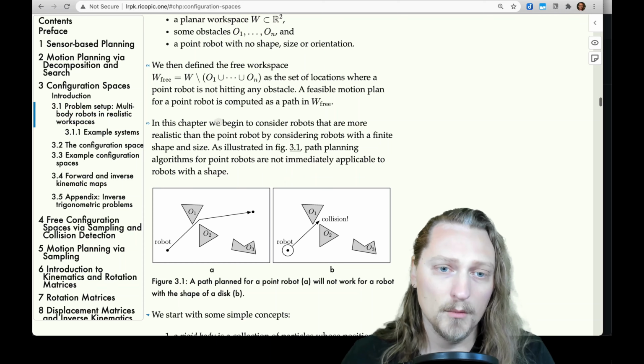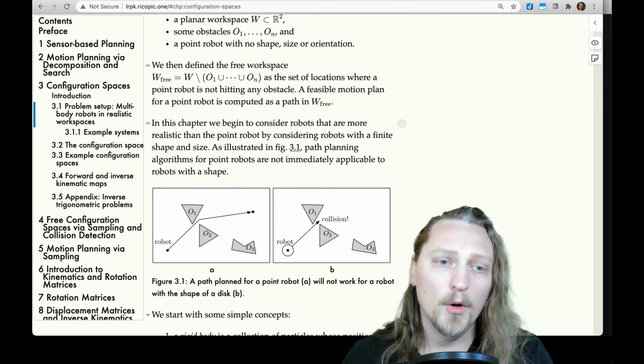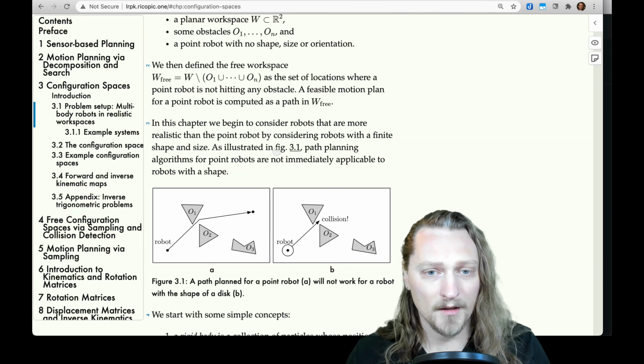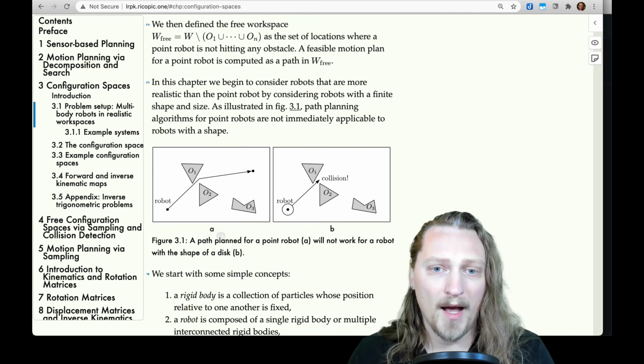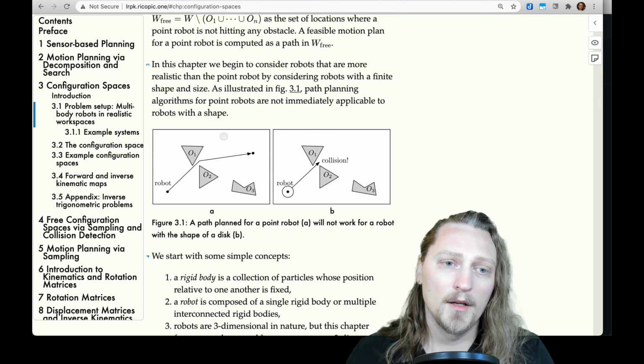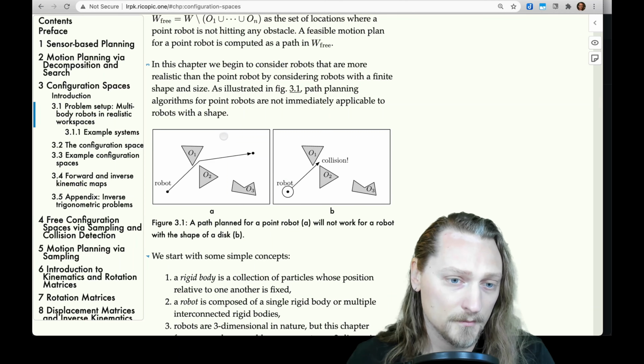In this chapter, we begin to consider robots that are more realistic than the point robot by considering robots with a finite shape or size. As illustrated in Figure 3.1, path planning algorithms for point robots are not immediately applicable to robots with a shape.